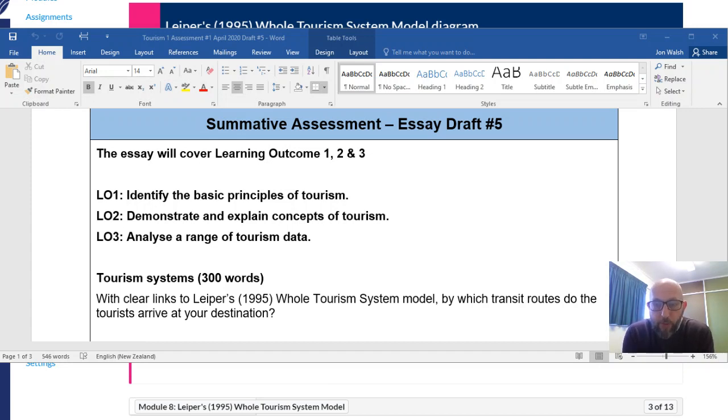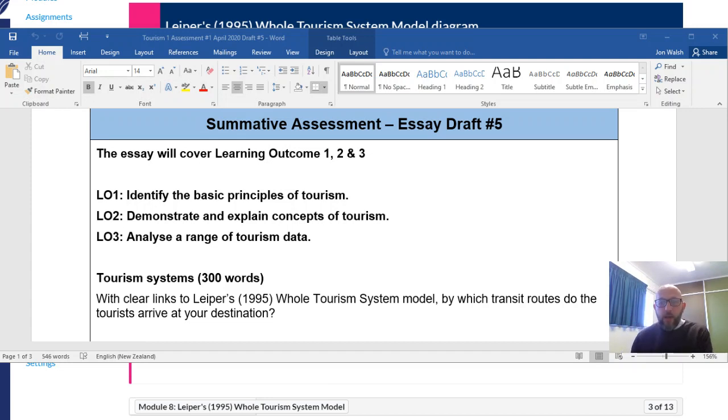I'm just going to do a short video on draft number 5, which is due on the 3rd of July. Draft number 5 asks you to make clear links to Leiper's 1995 whole tourist system model by identifying which transit routes tourists arrive at to your destination.